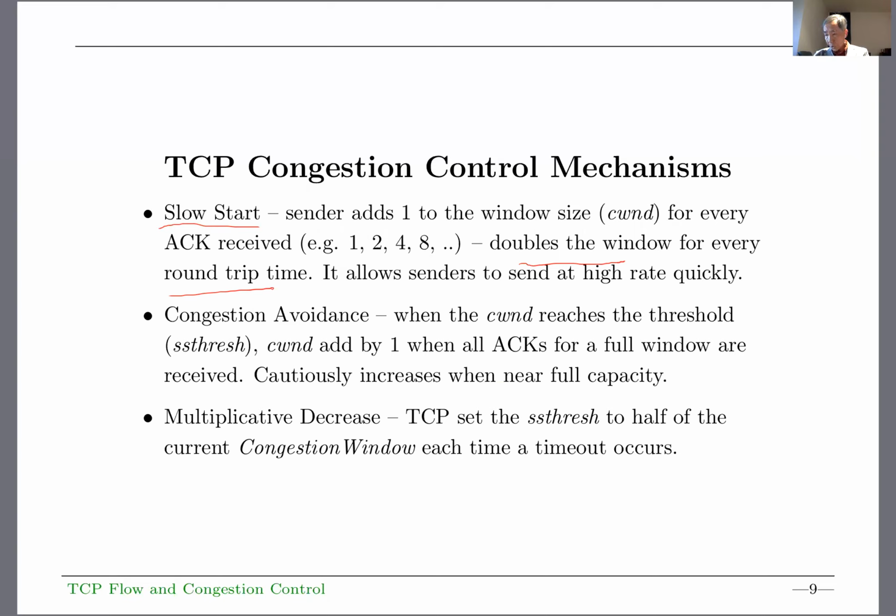Now at congestion avoidance, it just increases the window size by one at a time after each RTT, round trip time, okay? That is increased when near full capacity. And when something goes wrong, they will reduce the sending rate by half. One scheme is, okay, TCP we know: when the RTO is exceeded and there is no acknowledgement, then we just drop the window size, the sending rate, to half of what it was before. Okay, so let's look at the pictures.